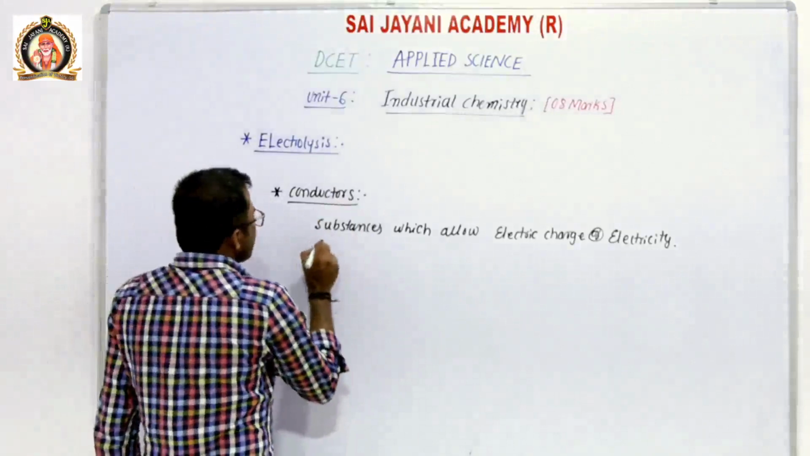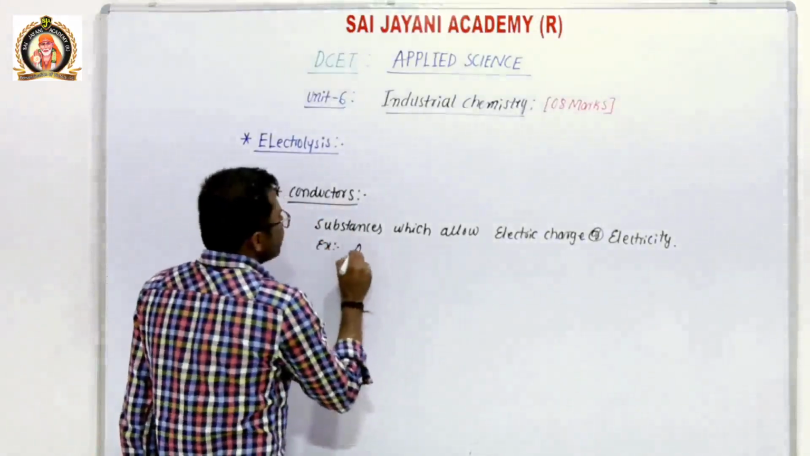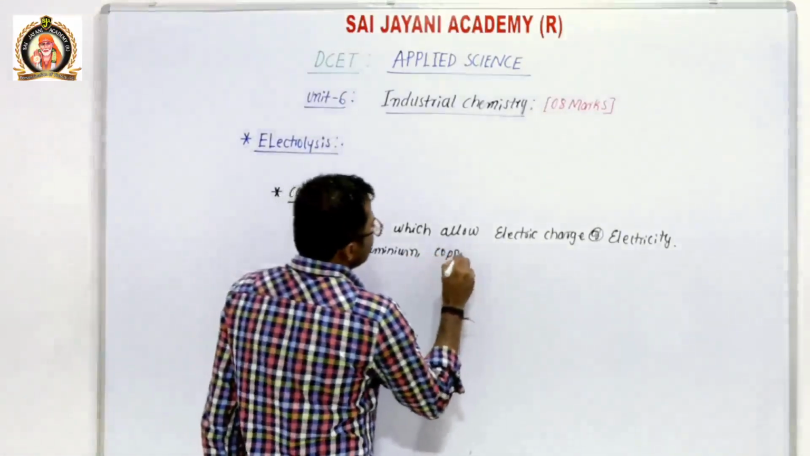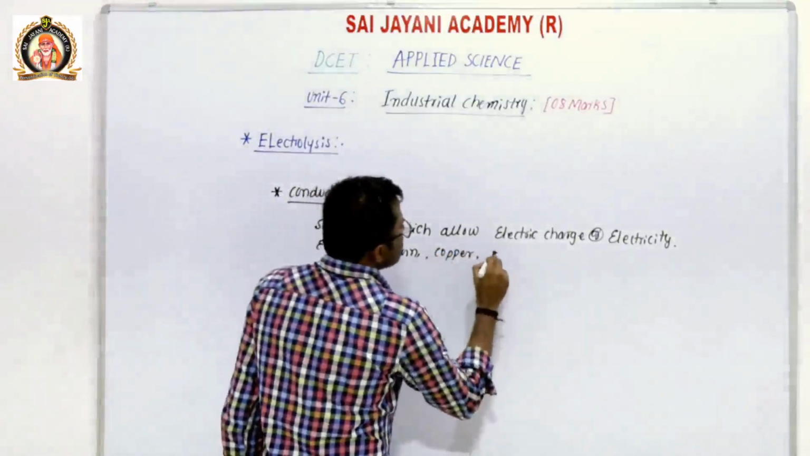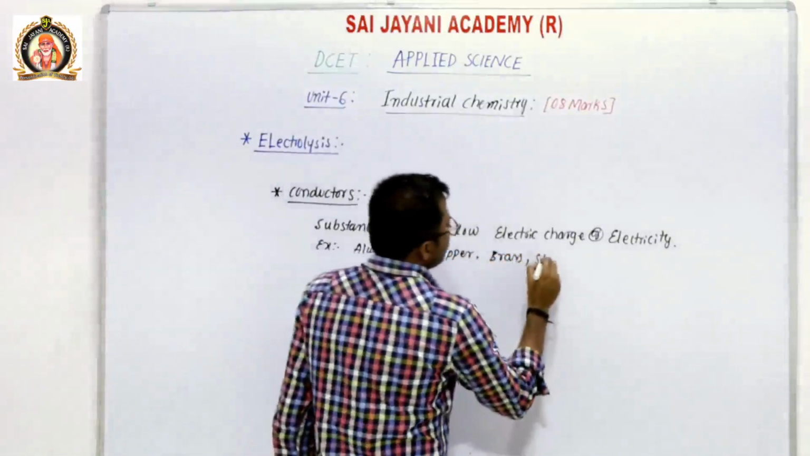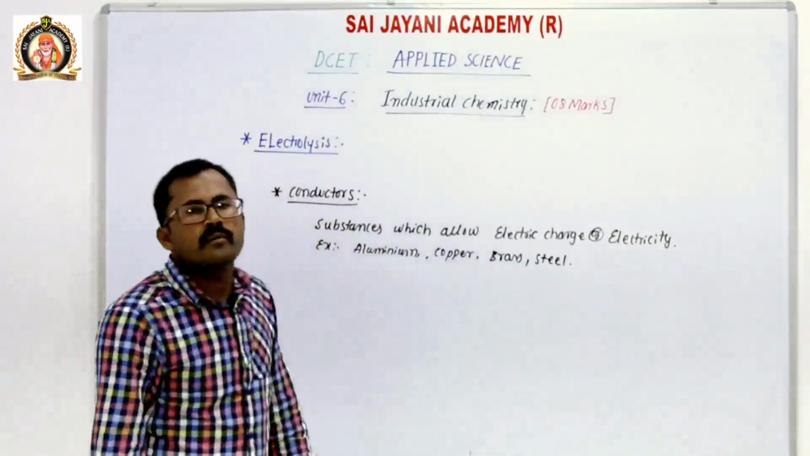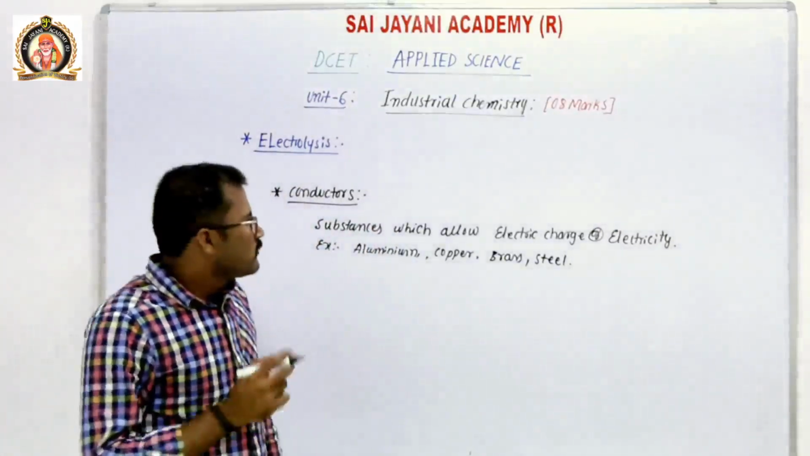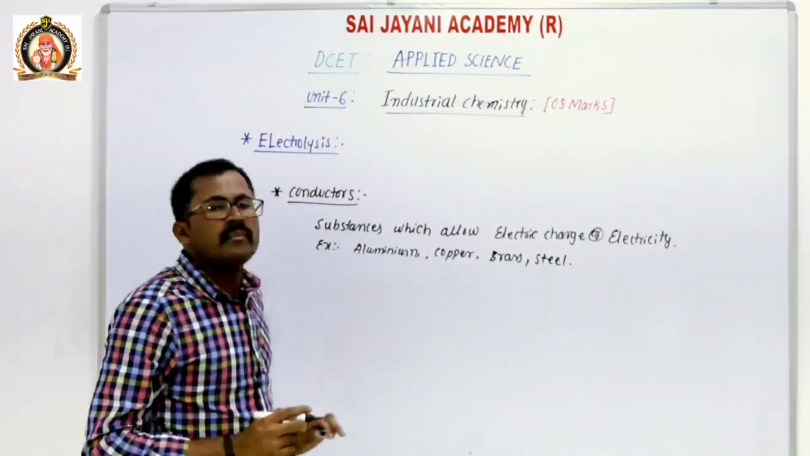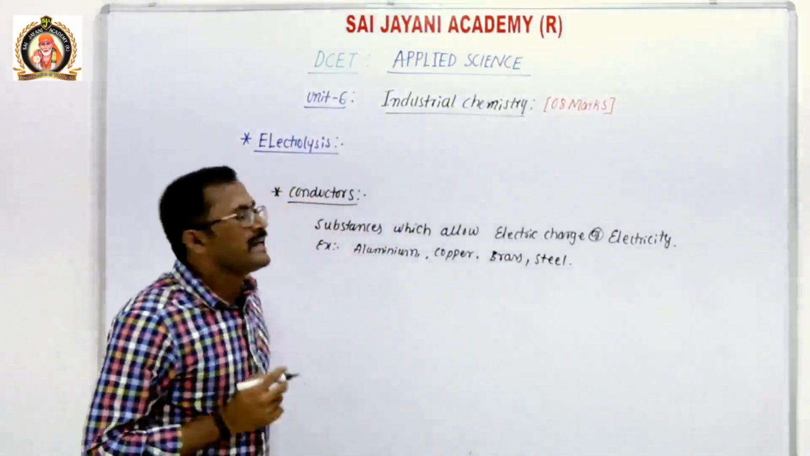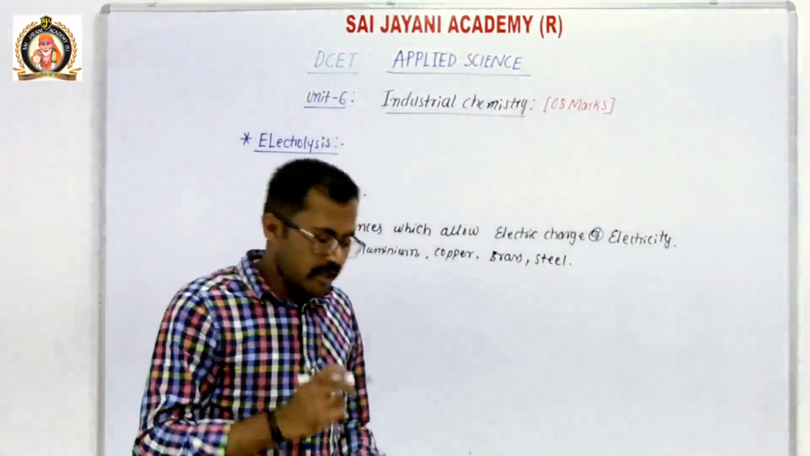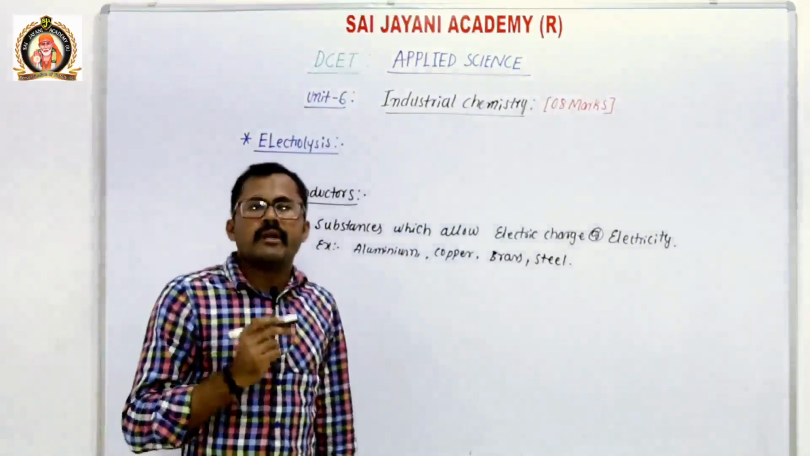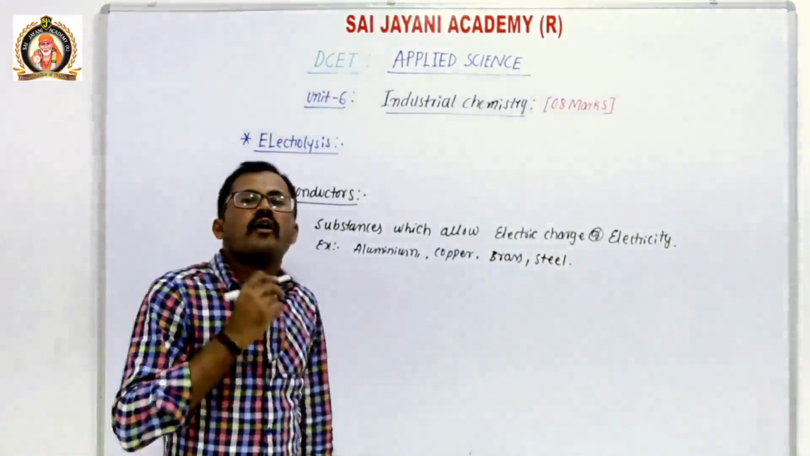Examples: aluminum, copper, brass, steel. These are the substances which allow electricity to flow, which helps the flow of electric charges from one point to another point. So aluminum, copper, brass, steel are conductors which allow the flow of current. Conductors are the substances which allow flow of electric charge.